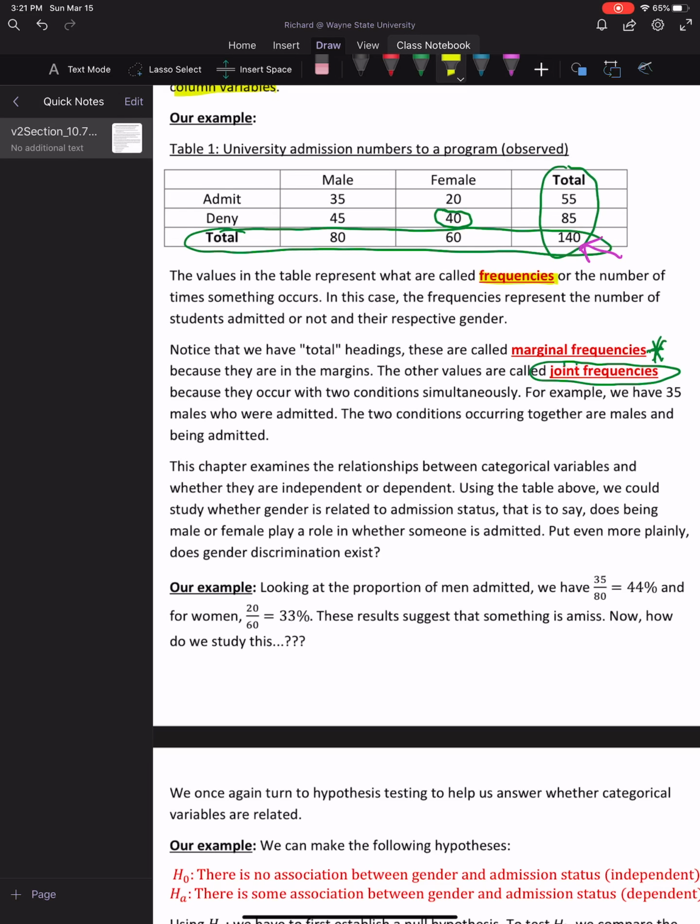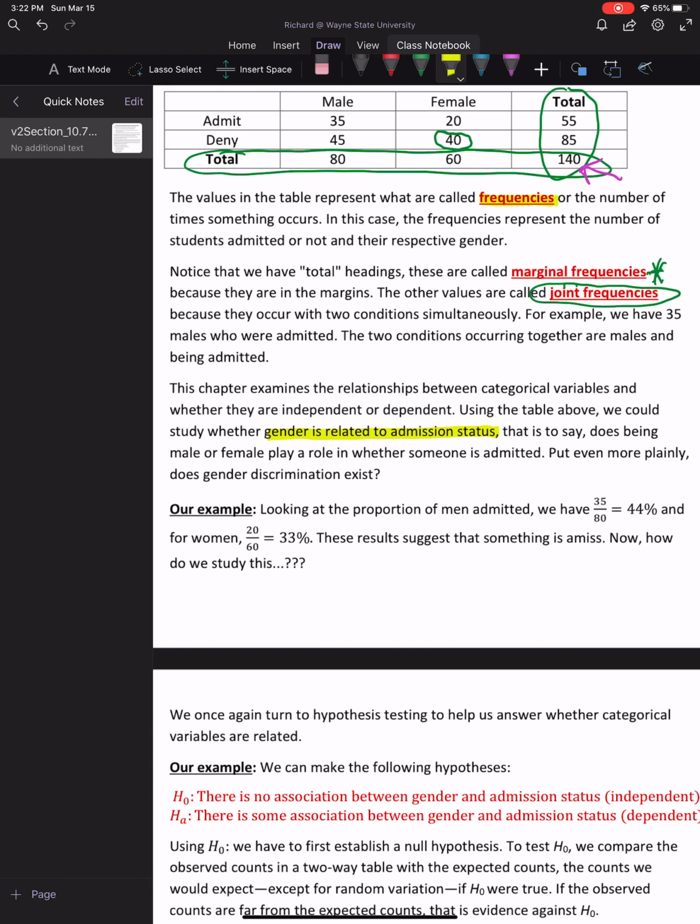Now, this chapter examines the relationships between categorical variables. And so that's another clue that separates this from section 10.6, where we're now dealing with categorical variables. Gender and admission status are indeed categories. So what do we use this for? Using the table above, we could study whether gender is related to admission status. Put another way, does being male or female play a role in whether someone is admitted? Or put even more plainly, does gender discrimination exist?